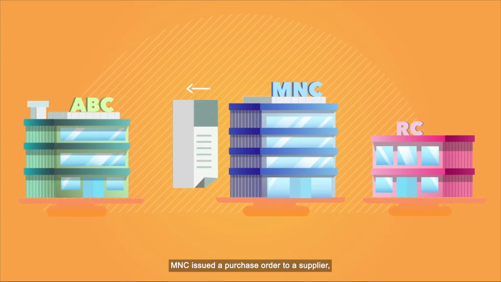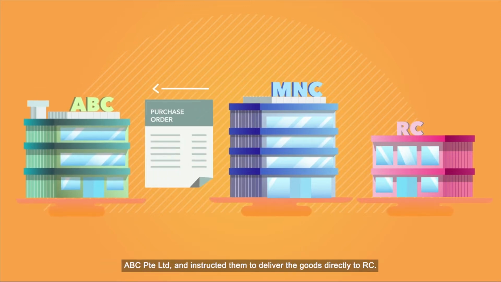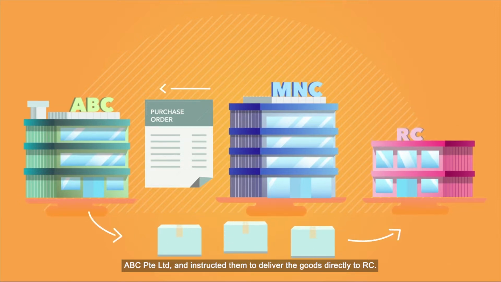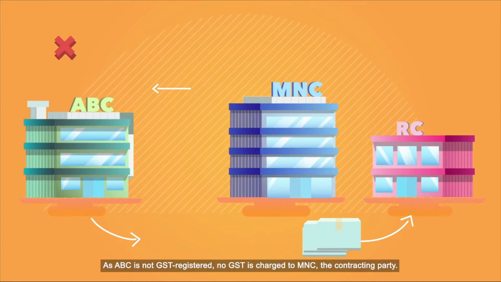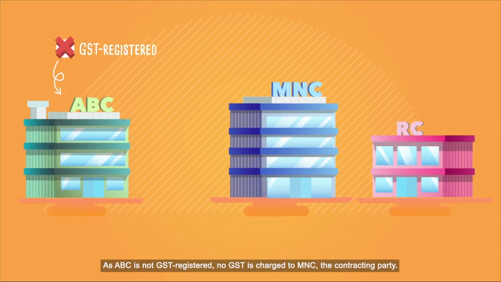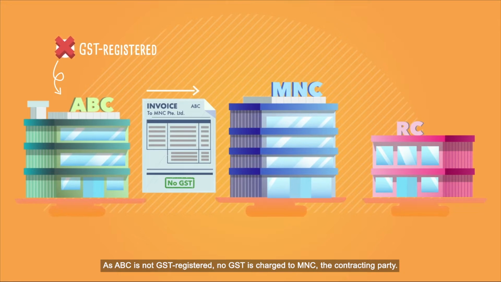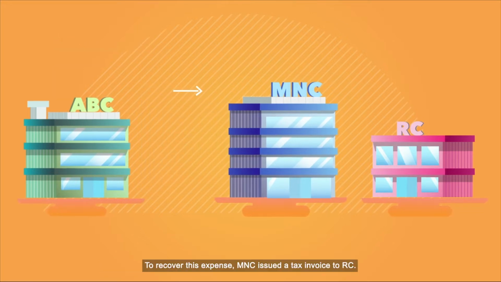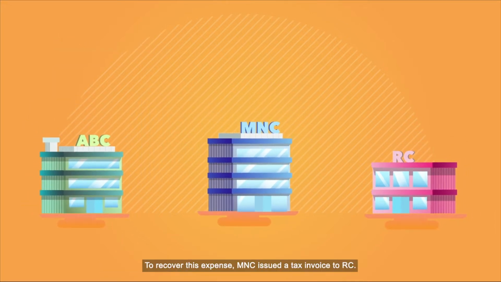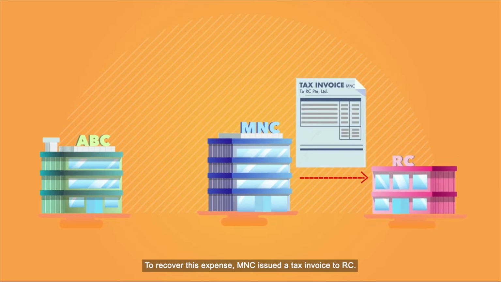MNC issued a purchase order to a supplier, ABC Private Limited, and instructed them to deliver the goods directly to RC. As ABC is not GST registered, no GST is charged to MNC, the contracting party. To recover this expense, MNC issued a tax invoice to RC.